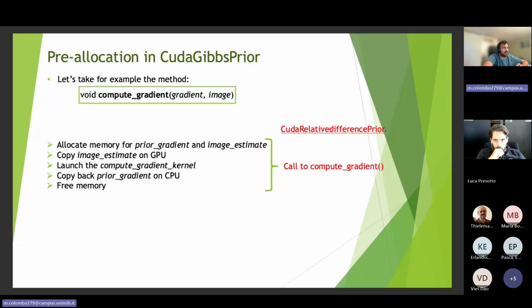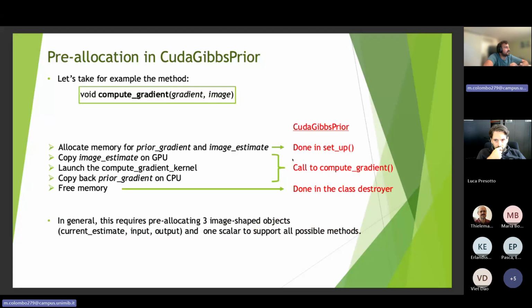If we take a look at the original GPU implementation of the priors present in STIR, which is the CUDA relative difference prior, all of this is done when we call compute gradient. The compute gradient does all of this stuff. Okay. So in the CUDA Gibbs prior, instead, we try to pre-allocate stuff. Basically, the allocation of the prior gradient and image estimate is done in the setup. So in the preparation, when you call setup on your prior, it will pre-allocate all the objects it needs for computing stuff. Then we have the compute gradient, which just does the copy and the kernel execution. And freeing the memory is done in the class destructor.